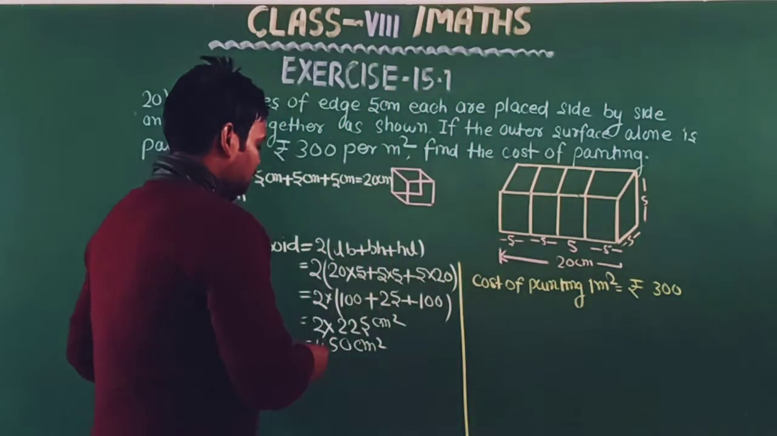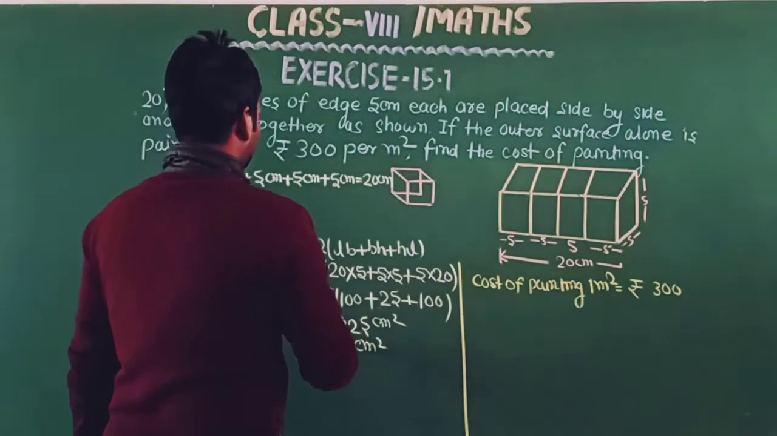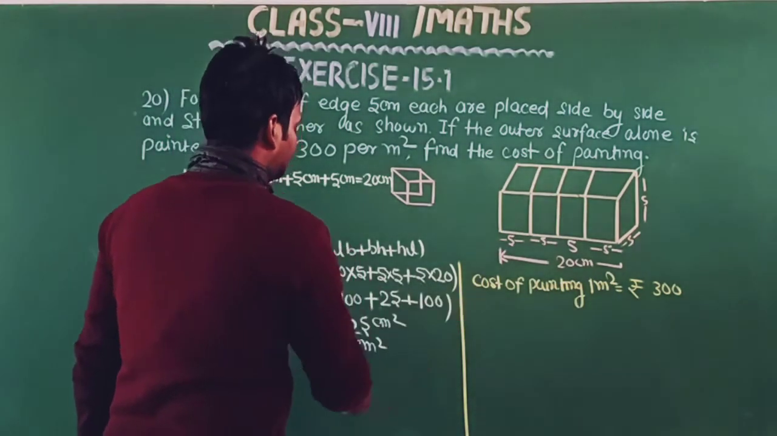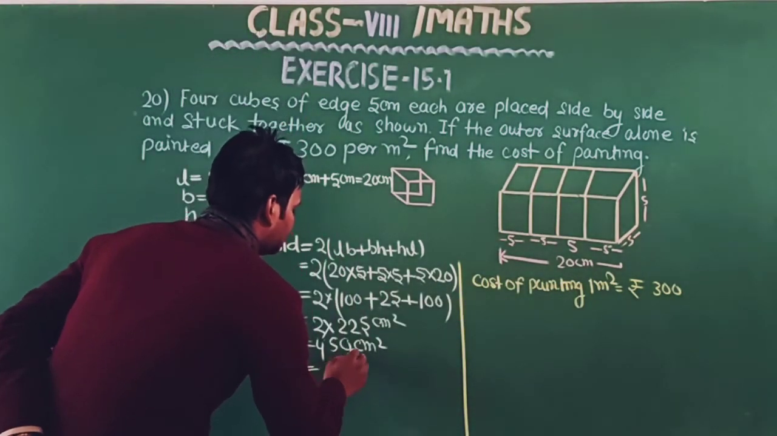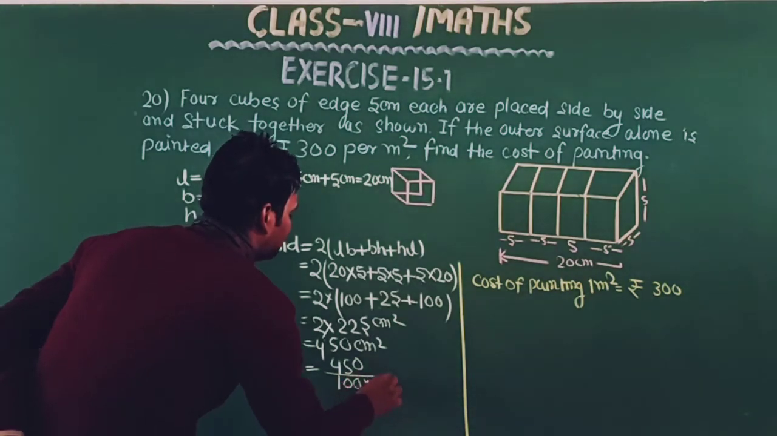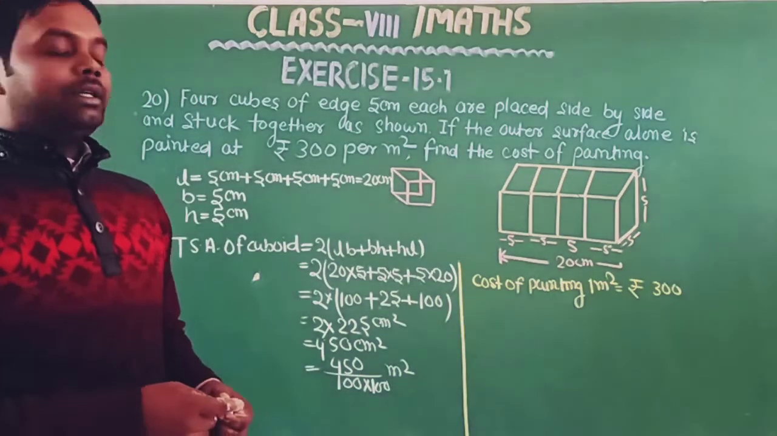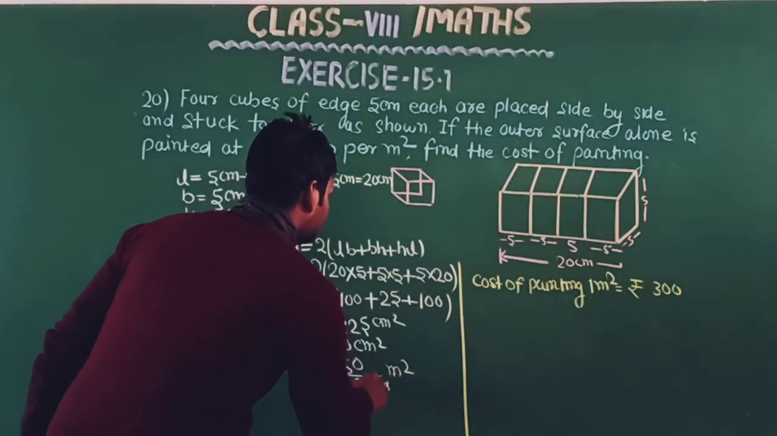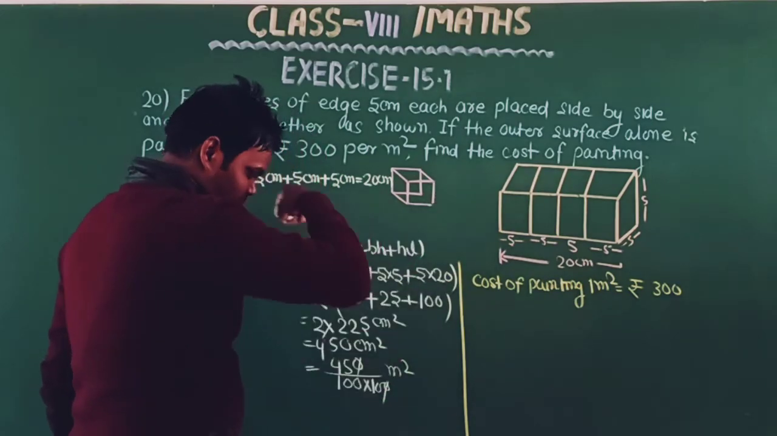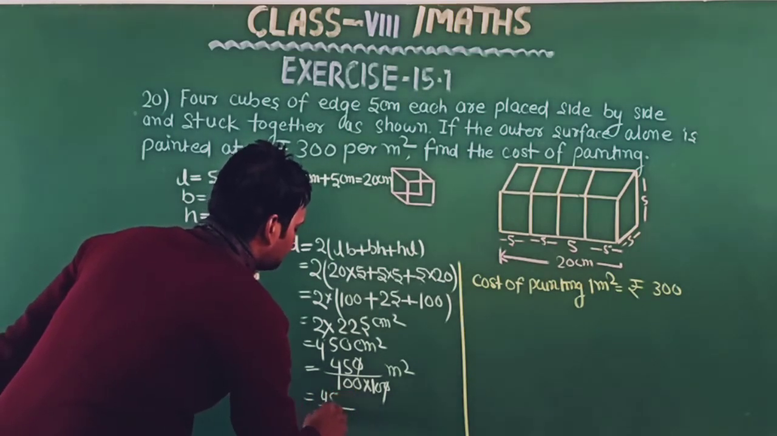So this means the total surface area is required in meter square. To change to meter square, we need to divide 450 by 100 into 100. So this will be changed into meter square. We can cancel the zeros, and the remaining is 450 upon 100 meter square.